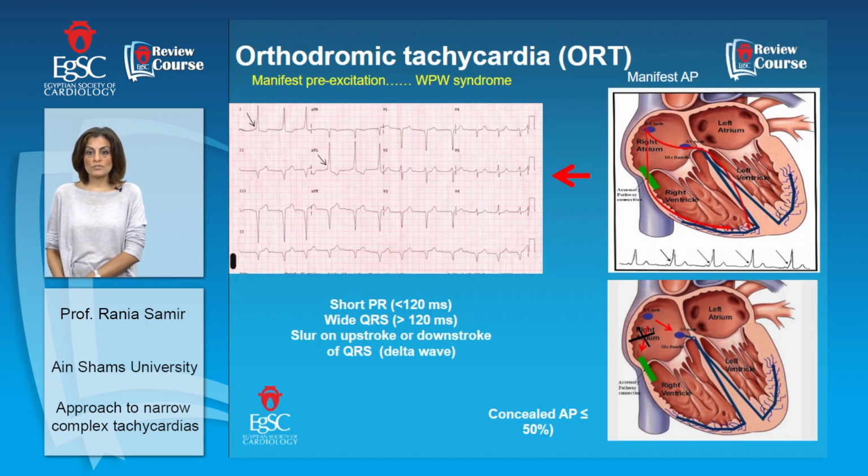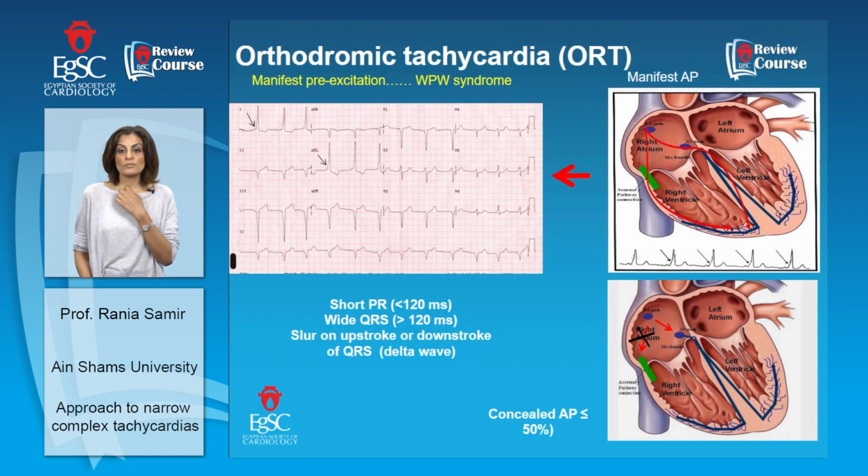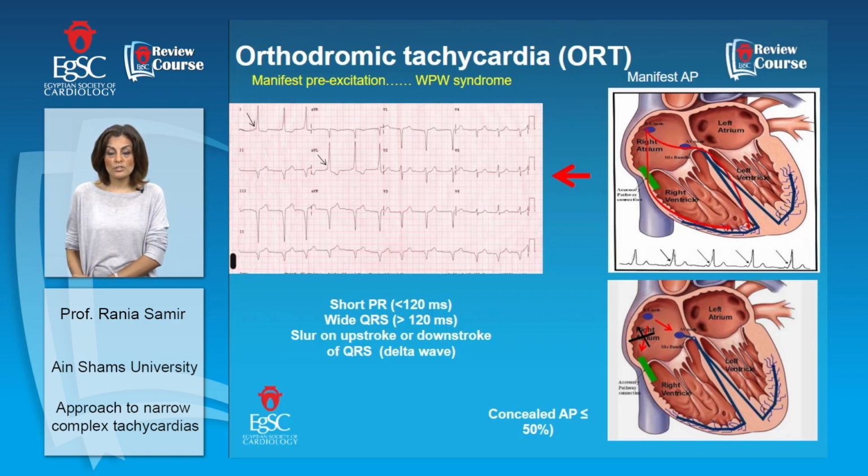So during sinus rhythm, when the impulse comes out of the SA node, it moves in two directions. One towards the AV node, which is the normal pathway, and another towards the accessory pathway, which conducts so rapidly into the ventricle. So the activation of the ventricle happens through the AV node and the accessory pathway, causing certain changes in the ECG, as we can see here on the left side panel, known as the manifest pre-excitation.